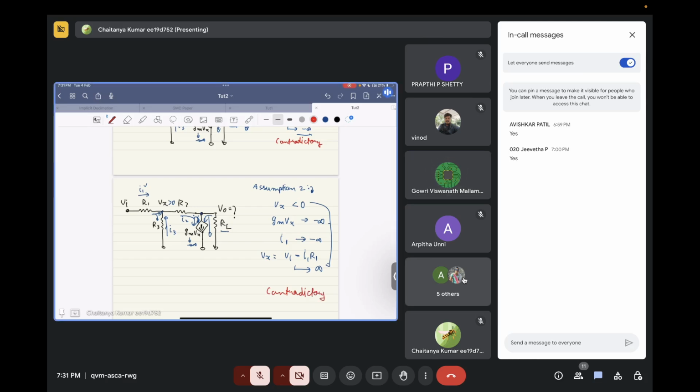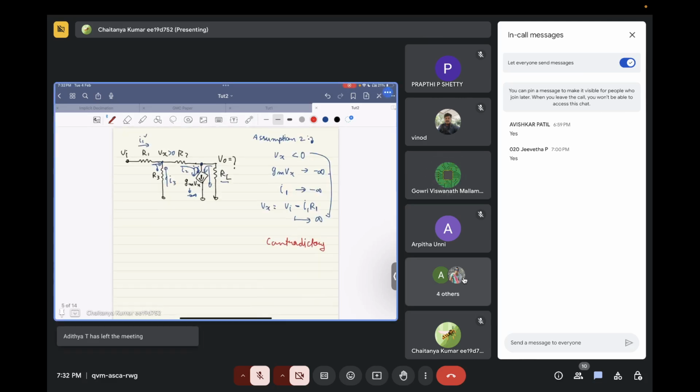So Vx can't be less than 0, and Vx can't be greater than 0. Then what can be the value of Vx? Zero, sir. Yes, 0, right? So assumption 3: Vx is equal to 0.